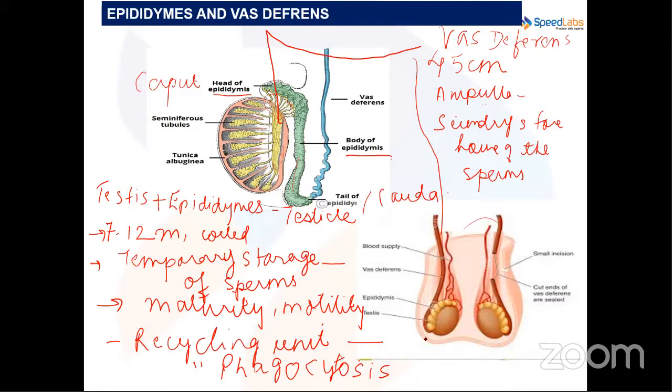Look at this diagram carefully. What are they showing? They're showing testes, then epididymis, then how the vas deferens arises and moves into the pelvic cavity, and then loops around the urinary bladder. That I had shown in the next diagram. Can you see this portion? From here, a small portion of the vas deferens has been cut and these ends are ligated. This is the surgical method of birth control, which is called vasectomy.